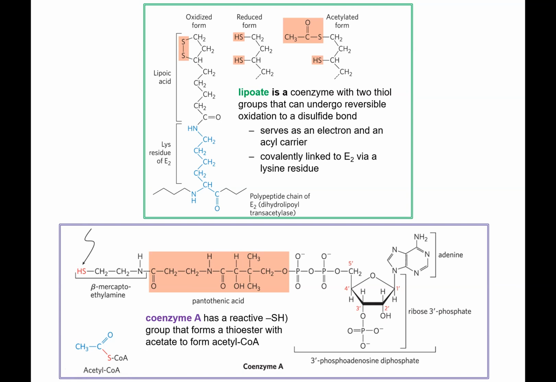Lipoate in particular has what we call a swinging arm. It can actually move over from the enzyme 2 location to enzyme 1 to pick up the 2-carbon group from the TPP. Then it can swing back over and take it to the enzyme 3 and give up that 2-carbon group to coenzyme A.